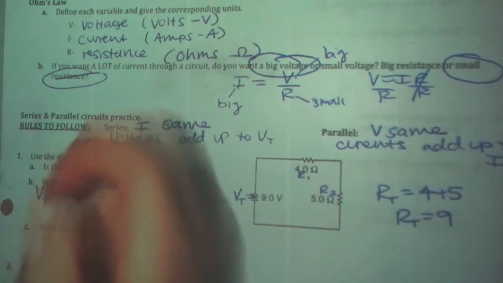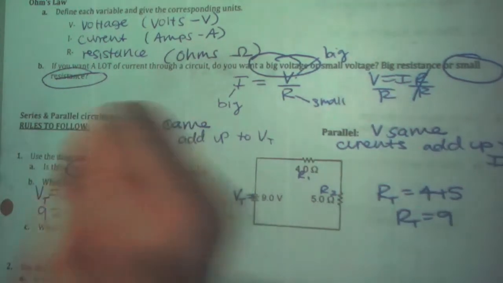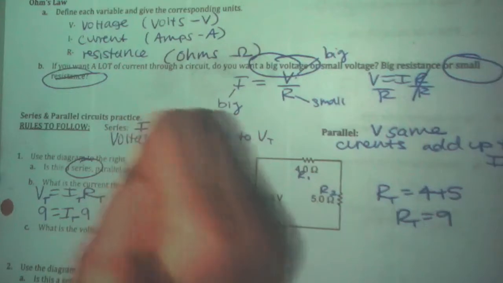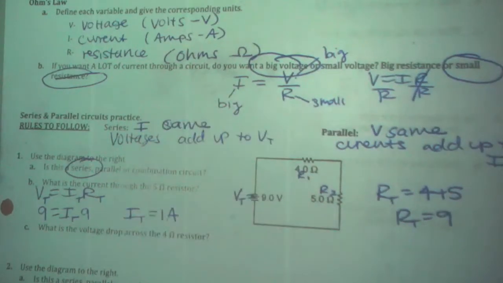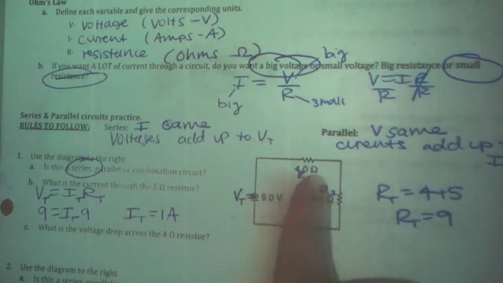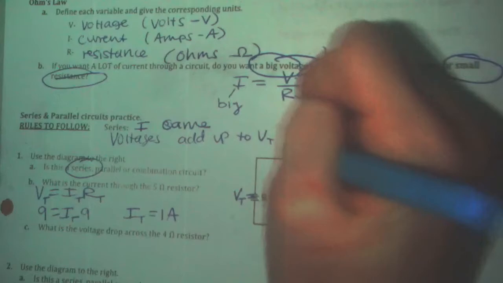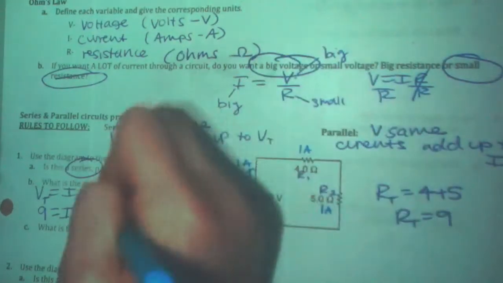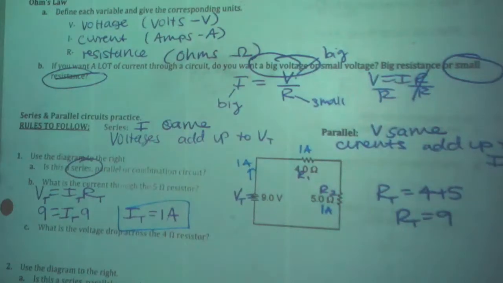So now I'm able to plug in. Total voltage is 9. Current's what I'm looking for. R total is 9. Divide over, you get total current is 1 amp. And then you might be saying, well, I didn't ask for total current, I asked for the current through the 5 ohm, but total current is the same in a series circuit. So this would have 1 amp, this one would have 1 amp, and the total would be 1 amp. So they're all the same. It doesn't matter which I find for series, because they're all 1 amp.